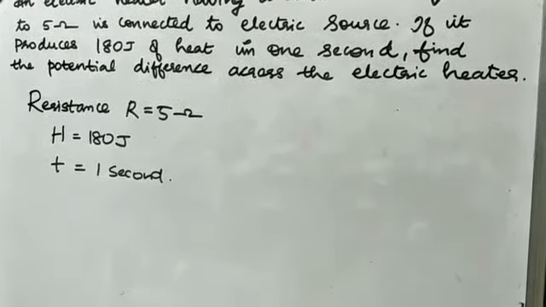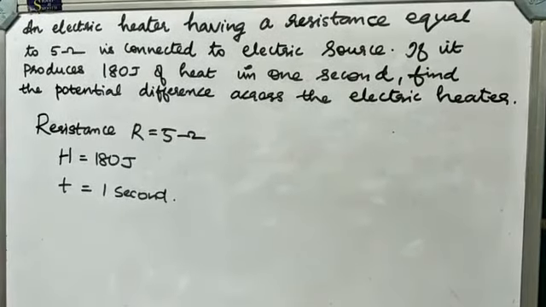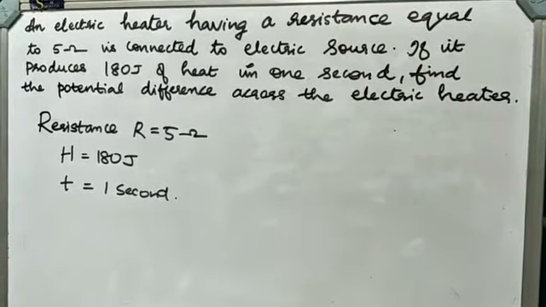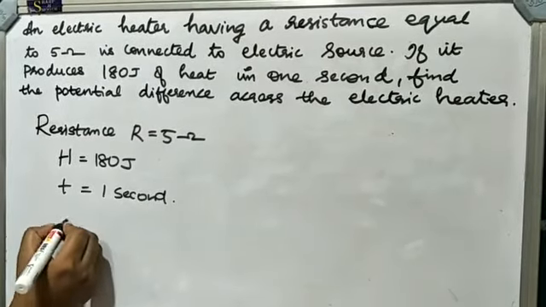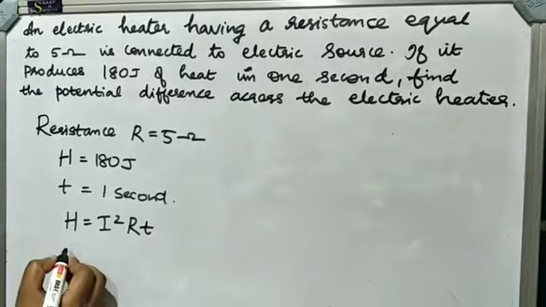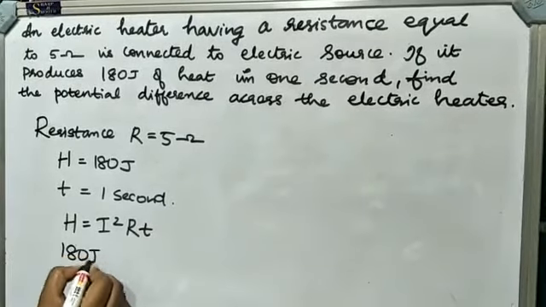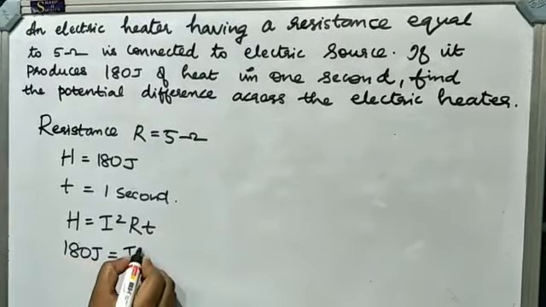You know that if you want to find out the potential difference, with the help of Ohm's law you can find out V is equal to IR. But do you have the value for I here? No, but R is given. So we can find out I from the given data. You know that H is equal to I square RT. So you can write here 180 joule is equal to I square into R, resistance 5 into 1.